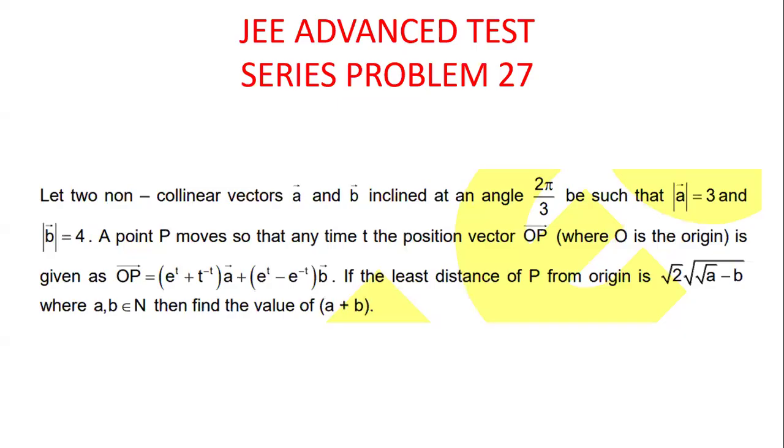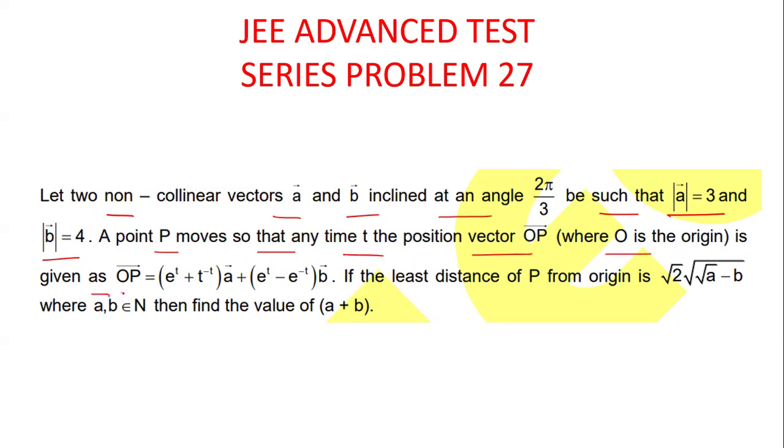So hello guys, in this video we are going to solve this problem. In this problem it is given that two non-collinear vectors A and B, inclined at an angle 2 pi by 3, are such that the length of vector A is 3 and the length of vector B is 4.